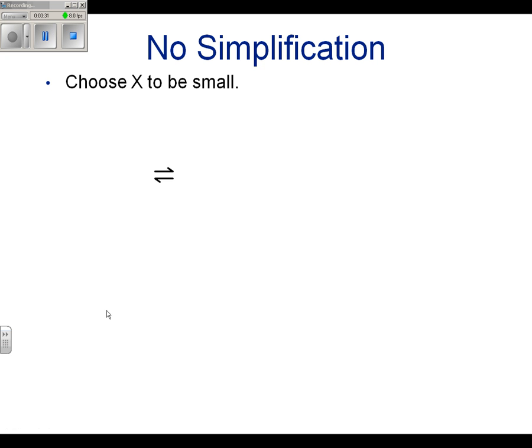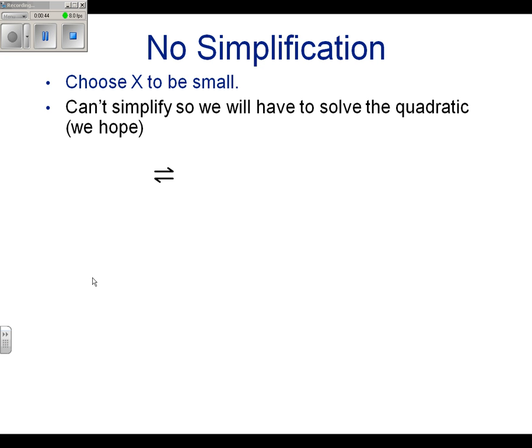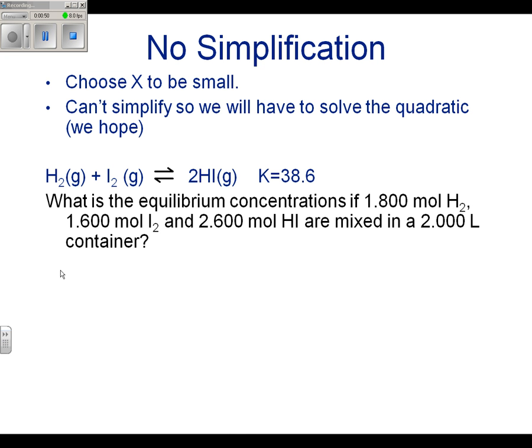Now, with mid-range Ks, every time that we've been able to work with these types of problems, we've been able to simplify. But there is no simplification on mid-range Ks. We want x to be small, so we're going to have to use the quadratic equation. I don't really know why it says we hope. I hope that you can use it.